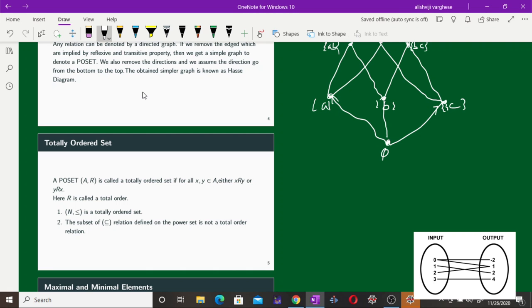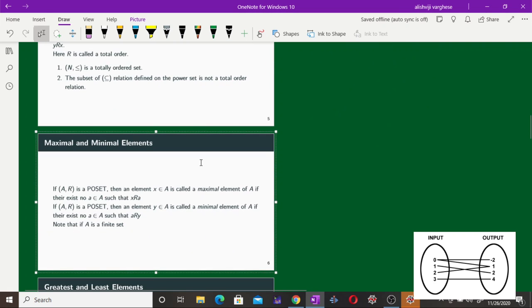Now we are going to define some special elements in a partially ordered set. First one is maximal element, and second one is minimal element. So just go through the definition. An element x in A is called a maximal element if there exists no a in capital A such that x is related to a.